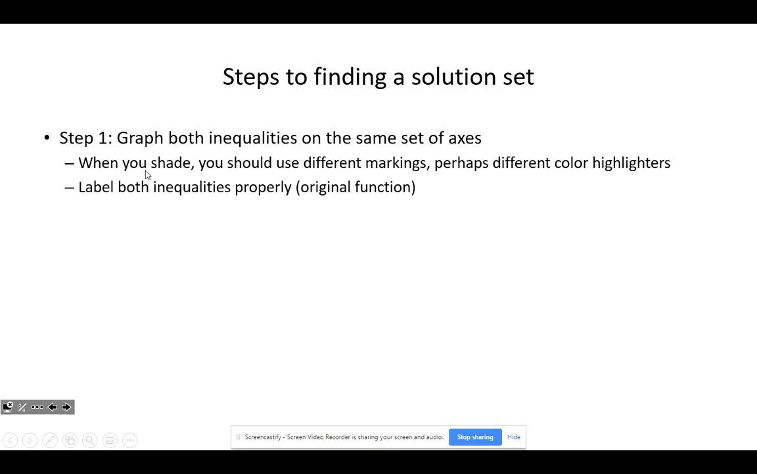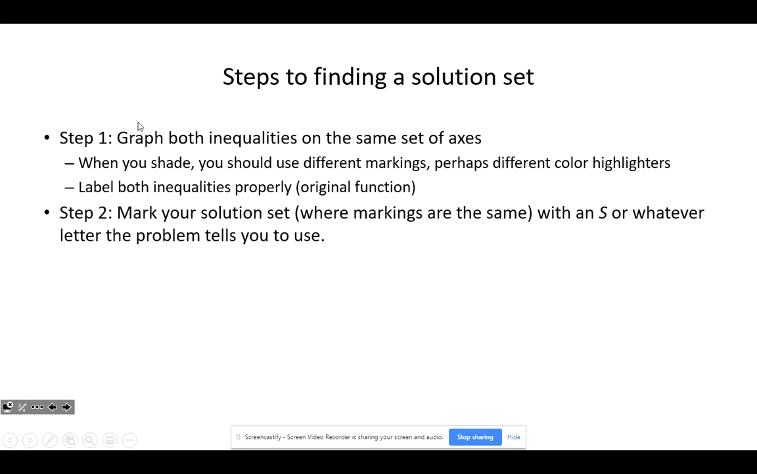When you shade your inequalities, you probably need to use different markings. I would recommend you use different color highlighters. In fact, I would recommend that you use yellow and blue, and there will be a reason for that. Make sure that you label both of your inequalities properly with their original functions.